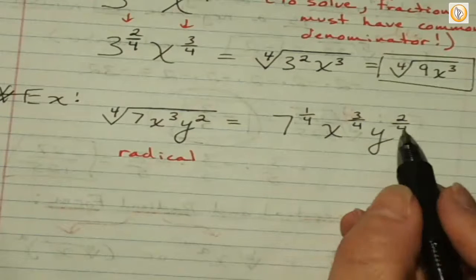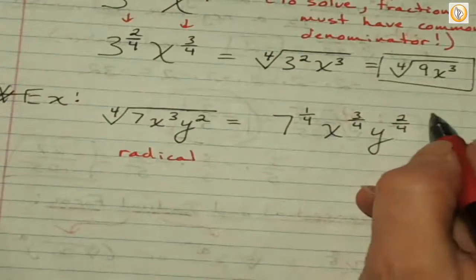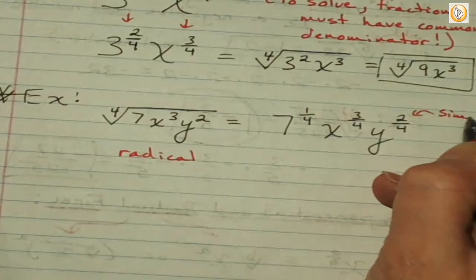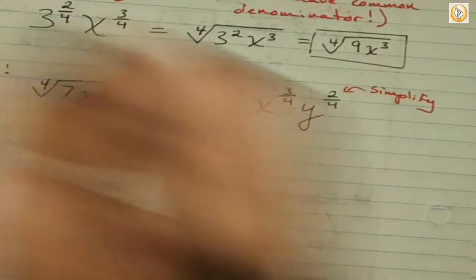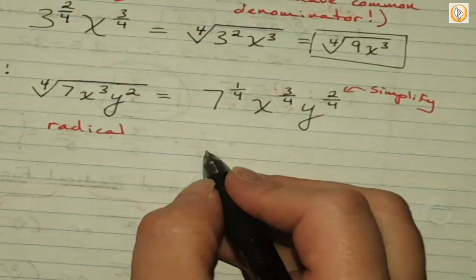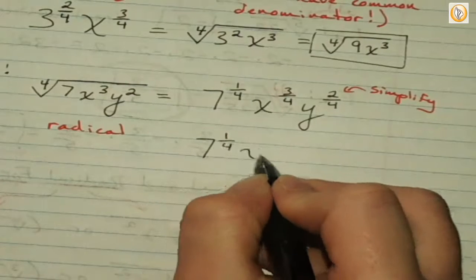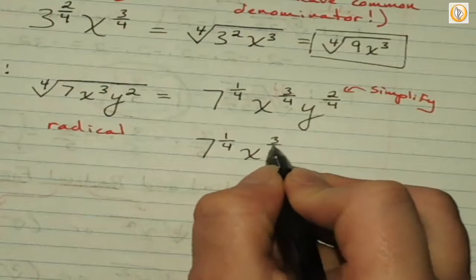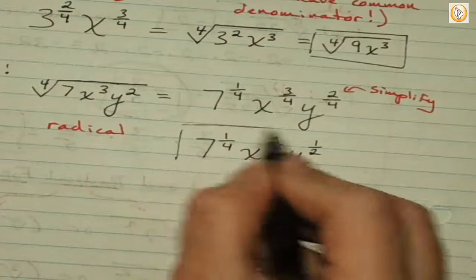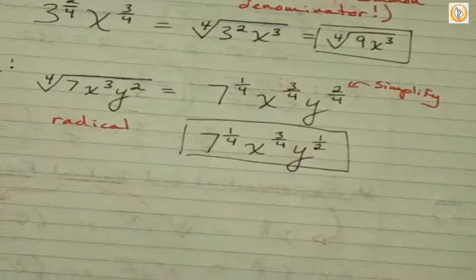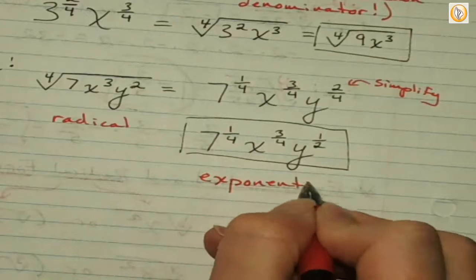Michael is about to move on. Look, we have to simplify any fractions. So Michael, what would that fraction simplify to? So then my answer is going to be 7 to the 1 over 4 times x to the 3 over 4 times y to the 1 half. That is your exponential form.